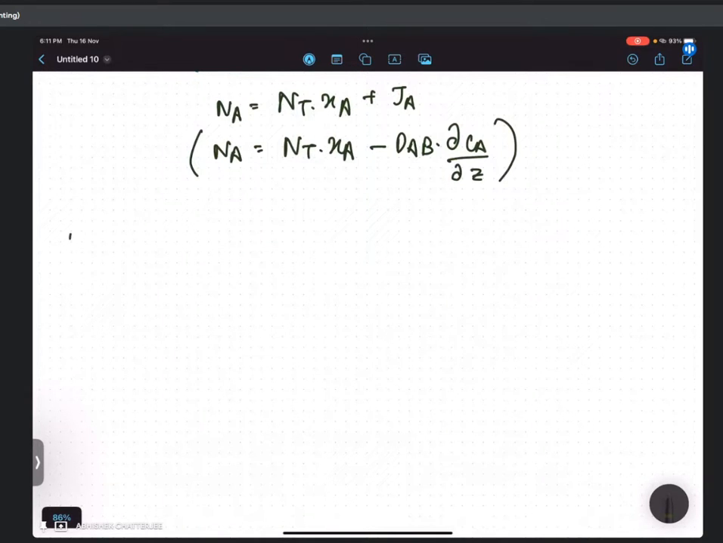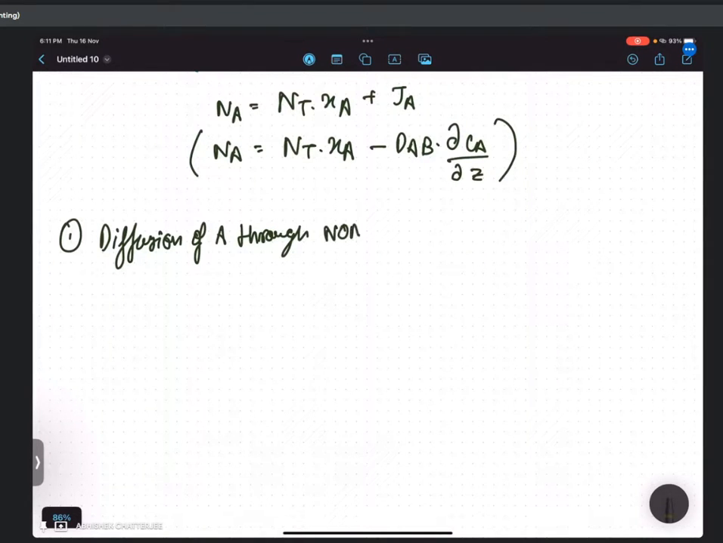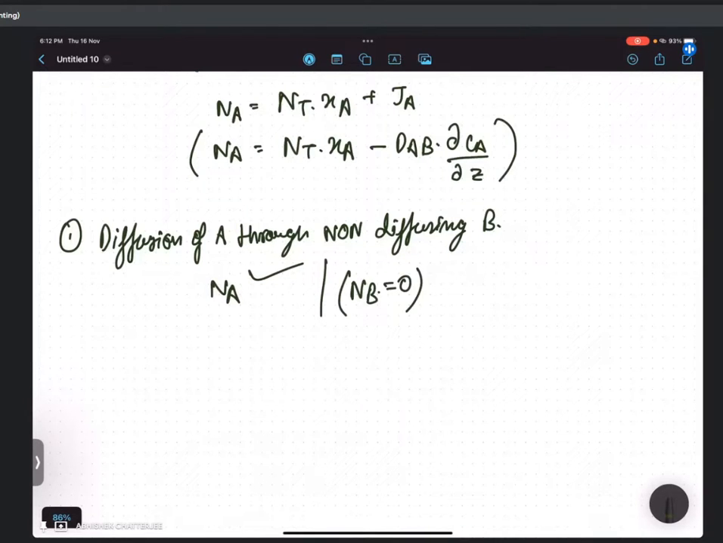Now how many conditions were there? The first condition was diffusion of A through non-diffusing B. Diffusion of A through non-diffusing B means that our Na will be there, that is, A is diffusing. However, our Nb will be equal to 0 because B is not diffusing.